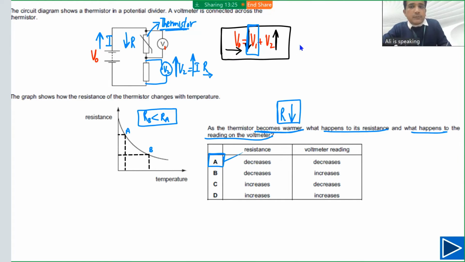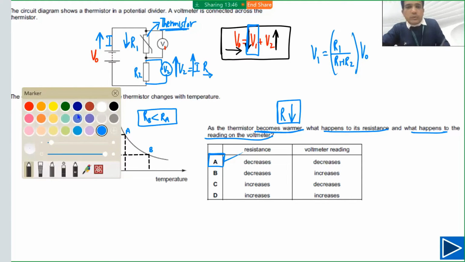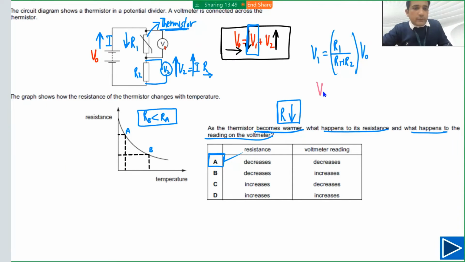For example, if you want to use the potential divider formula, let's say this resistance is R1 and this resistance is R2. You can also check with that one. You will take R1 divided by R1 plus R2, multiplied by V naught, and we can use the formula for V2 as well.